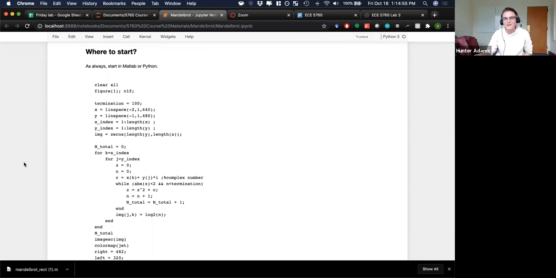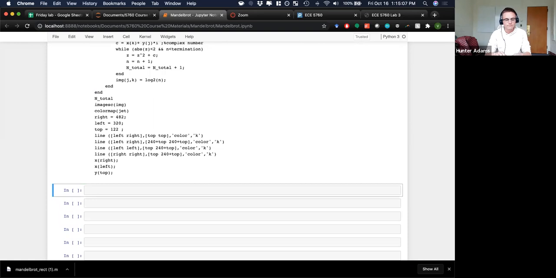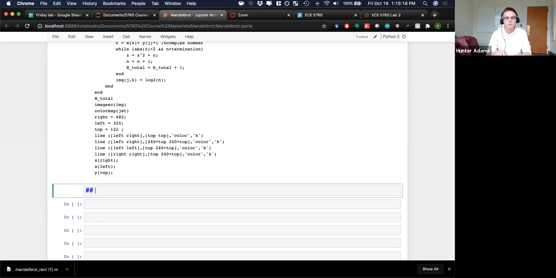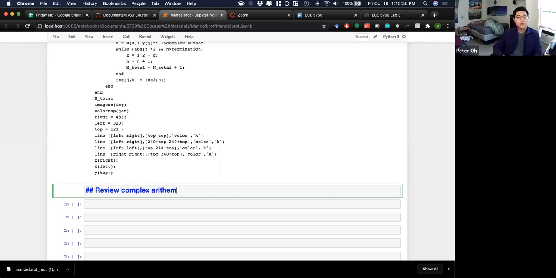So start in MATLAB or start in Python. Write something that allows you to plug a C in and get a number of iterations out. And then you can compare your Verilog to that. Once you've done that, I want to show you the C, but let's first review complex arithmetic. Because when we look at the C, the complex arithmetic is not abstracted away from us, because unlike MATLAB, C doesn't know about complex numbers. So we have to implement those things. So let's review complex.